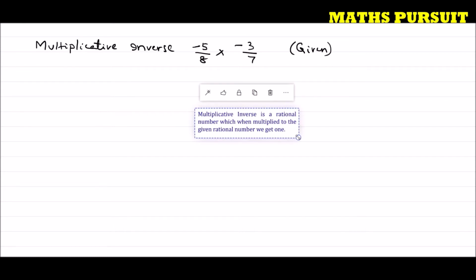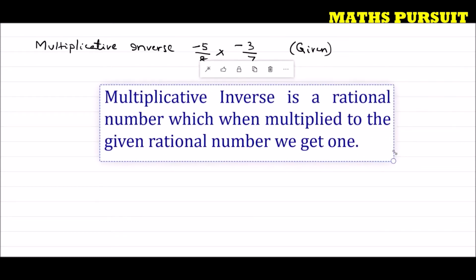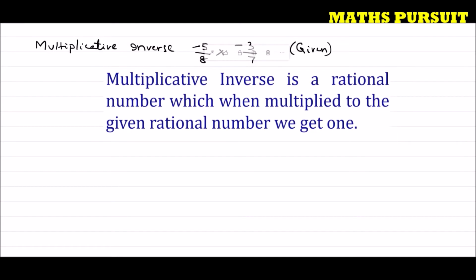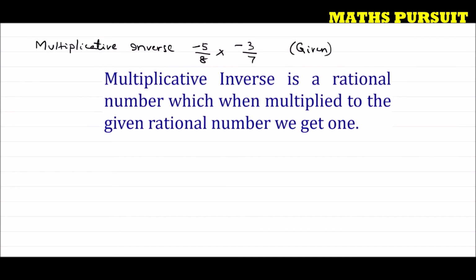If you look here on the screen, I have posted the definition of multiplicative inverse. The definition says that multiplicative inverse is a rational number which, when multiplied to the given rational number, gives 1. So guys, this definition is very simple and very straightforward.